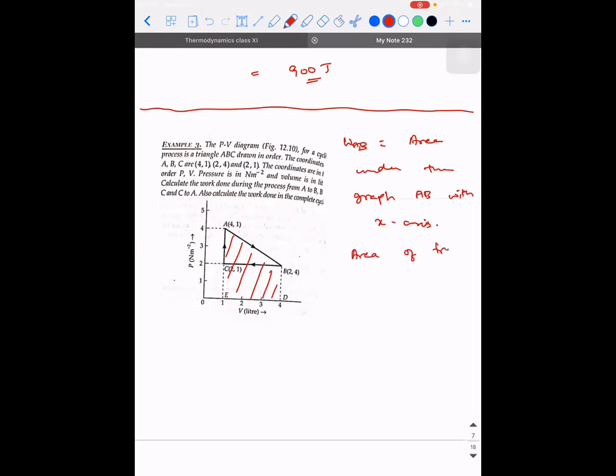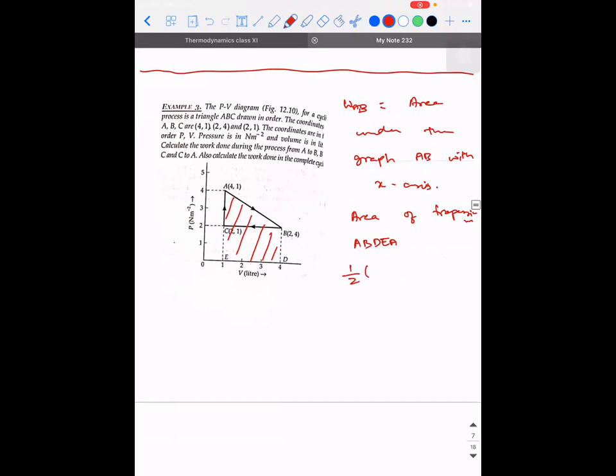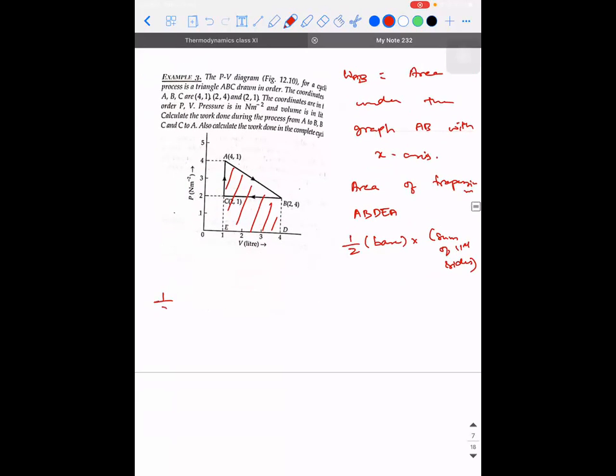That is the area of the trapezium ABDEA. Accepted. So what is the formula for area of trapezium? Half into base into sum of parallel sides. So it is half into, what is the base? Base is 3, into, what is the sum of the parallel sides? This height is 4, this height is 2. 4 plus 2. So it is 3 by 2 into 6, that is 3 into 3.